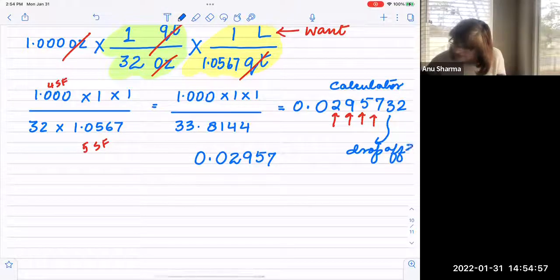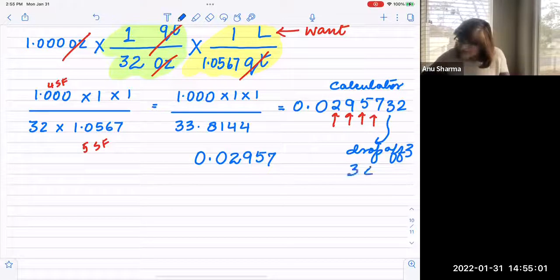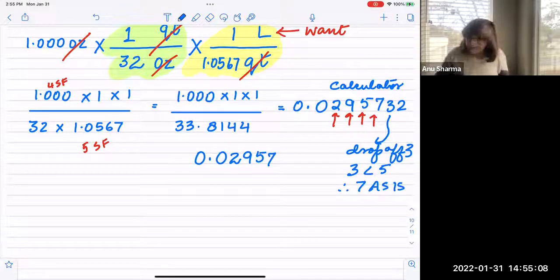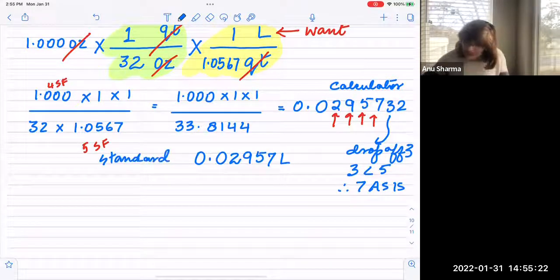Okay. And 3 is less than 5, therefore 7 remains as is. All right, so now that's why 0.0295. And that is the standard notation, and this is in liters. This is a standard form, but the same answer can be written in the scientific notation.